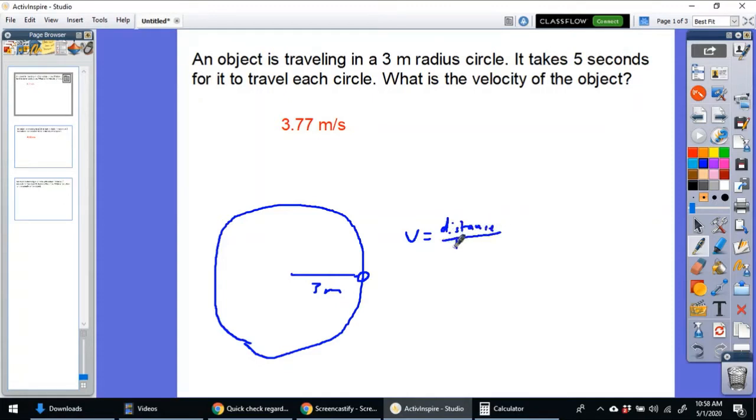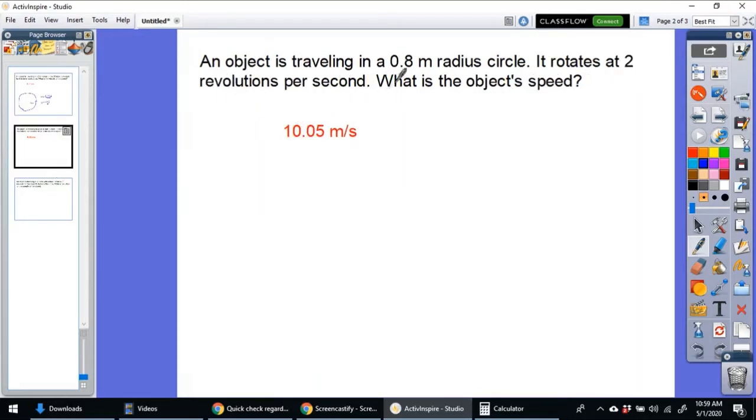of what speed means. And then you just have to know the distance it travels is 1 circumference, which would be 2 pi times the radius. And I just told you it took 5 seconds to travel that circumference. So there would be your velocity. So if you did this, you get to 3.77. All right. So this is question 2 right here. And here's the answer, 10.05.